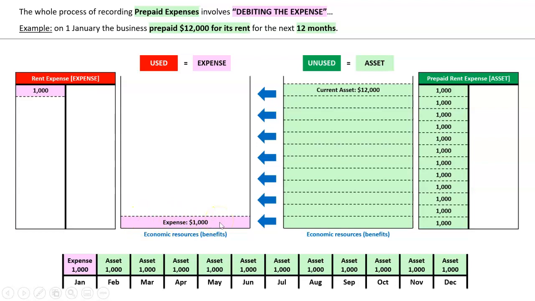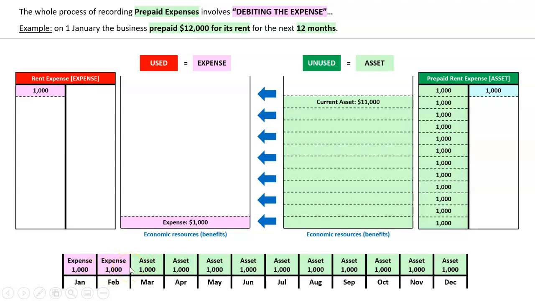Well, every debit needs a credit. So what we've got here is the unused economic benefits, that's the asset, that's $12,000. Well, we just used $1,000, so I better take that out. How do I do that? Well, I actually do a credit here in the prepaid rent expense account. So what I did was I debited the expense, the rent expense, and I credited the asset account here. Then another month goes by. So in February, we use another $1,000 of rent.